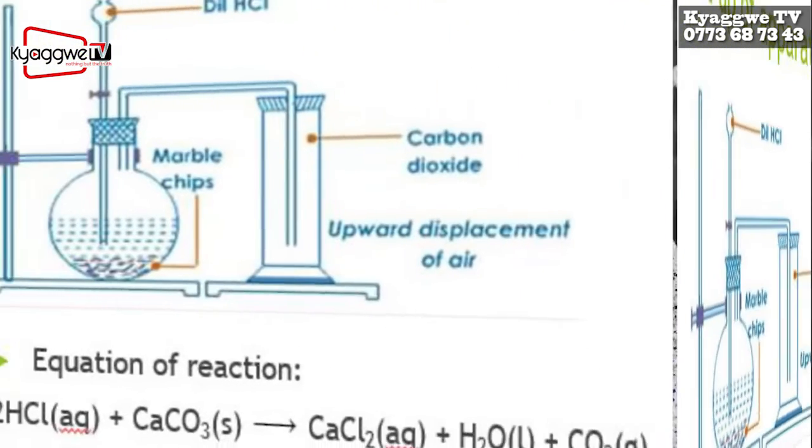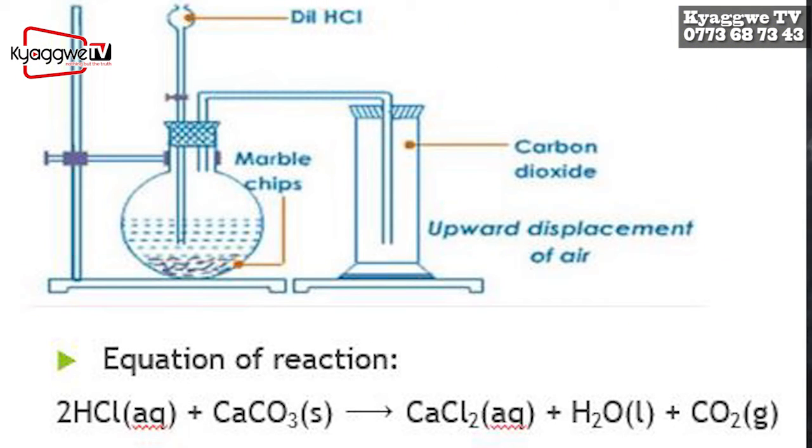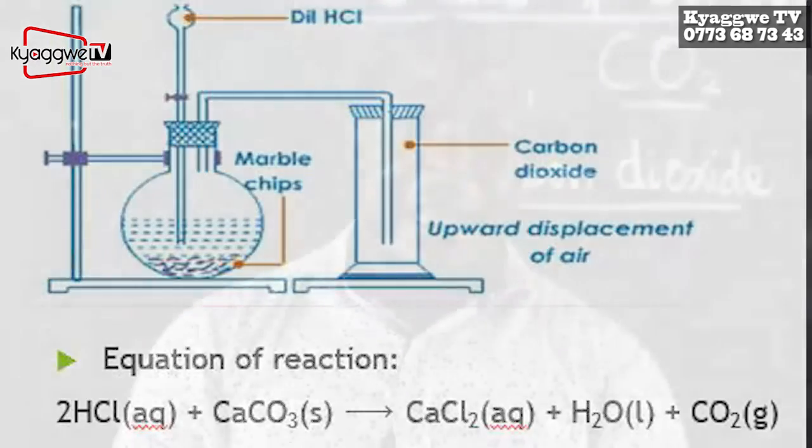The equation of reaction is on the screen. It is hydrochloric acid plus calcium carbonate, forming calcium chloride, plus water and carbon dioxide. That is how we prepare carbon dioxide in the laboratory.